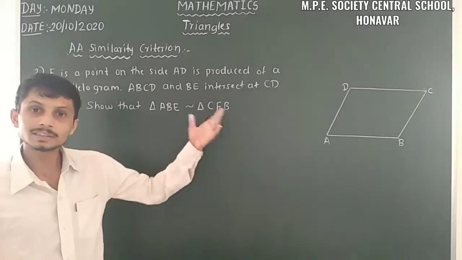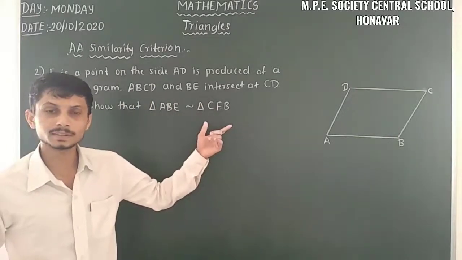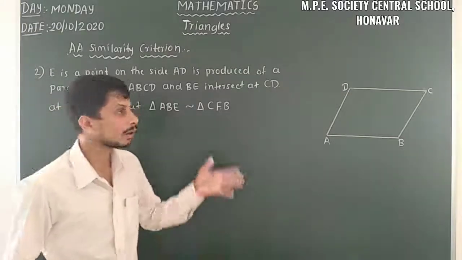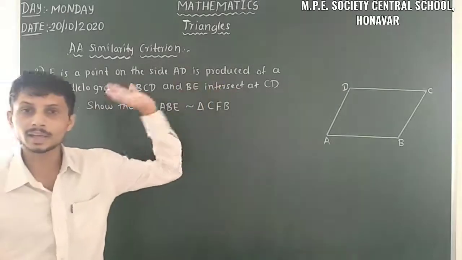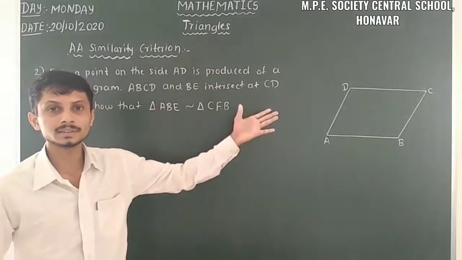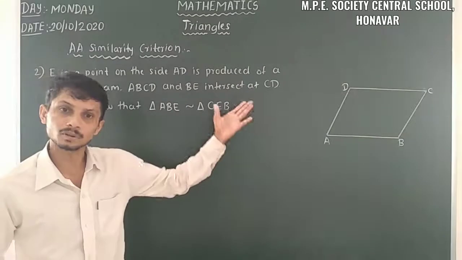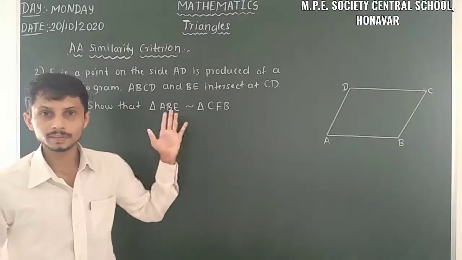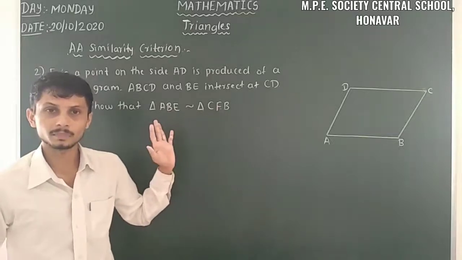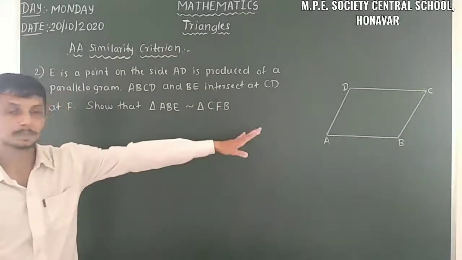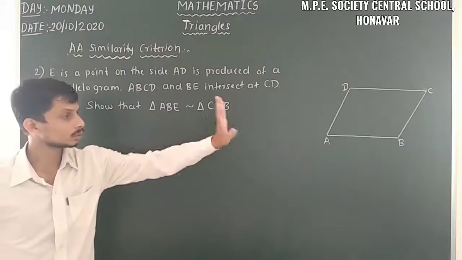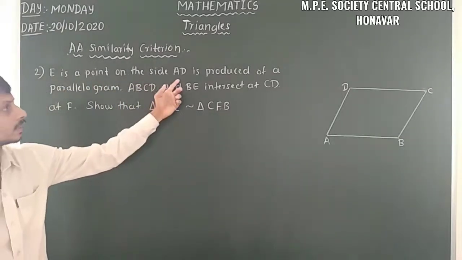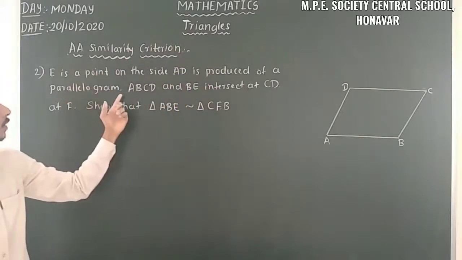So here it is also a statement. That means in the question paper or in the exercise you have only this much. There is no diagram at all in this problem, so you have to draw the diagram here. So here I drew only the parallelogram ABCD. E is a point on the side AD produced of a parallelogram ABCD.